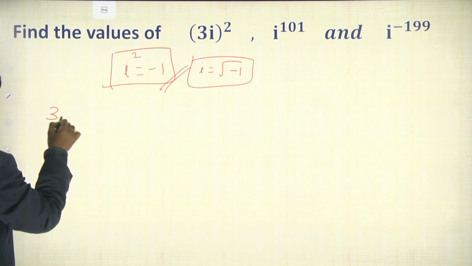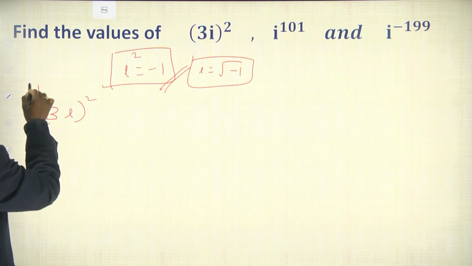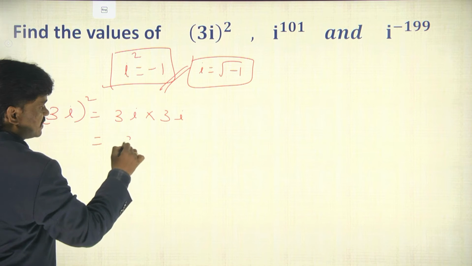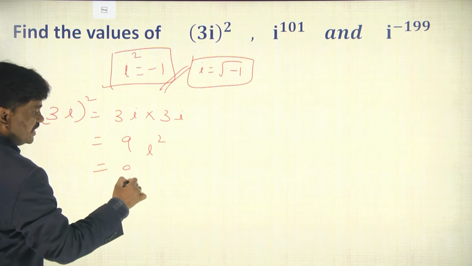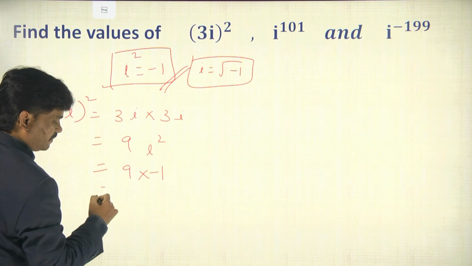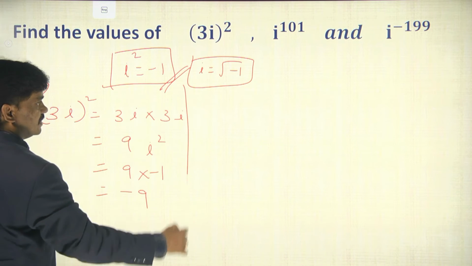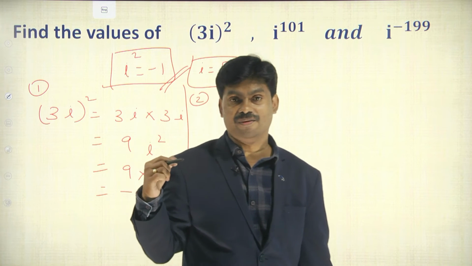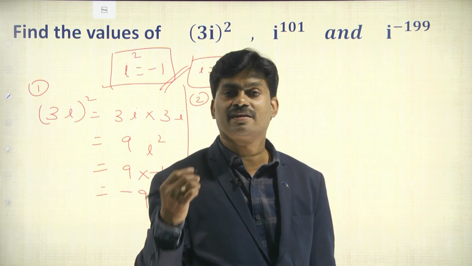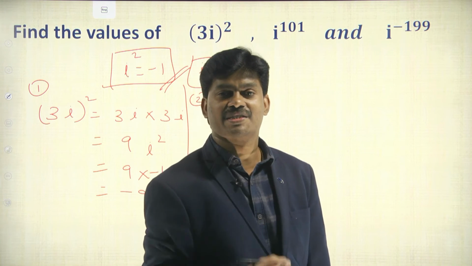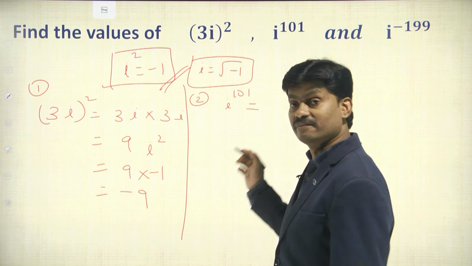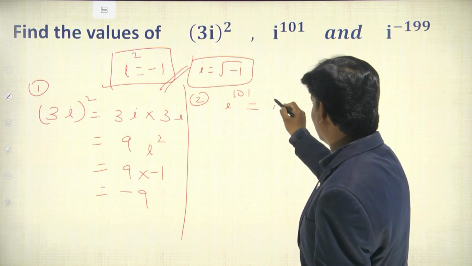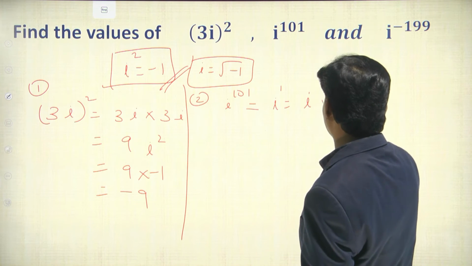Okay, let me write the first question. 3i square: we will write 3i into 3i. That means 9i square. i square value is how much? Minus 1, so it is minus 9. Then the second question, i power 101. Just now we checked, i power n is equal to i power r, where r is the remainder when n is divided by 4. So if I divide 101 by 4, what will I get? The remainder is 1. So the answer is i power 1, which is i.